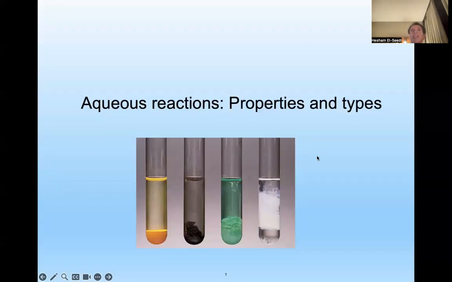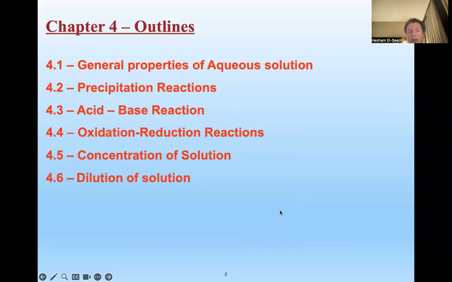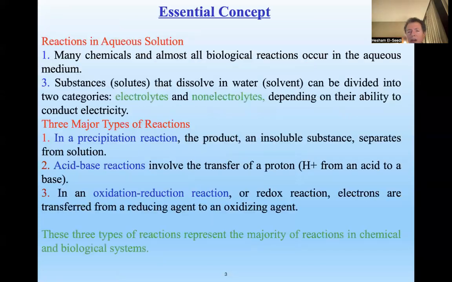Well, it is my pleasure to be with you again in a subject about aqueous solution. What are the properties and types of aqueous solution? So we will talk about the general properties, precipitation reaction, acid-base reaction, oxidation reduction, concentration of solution, and dilution.